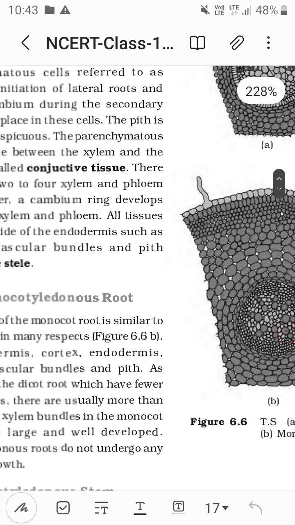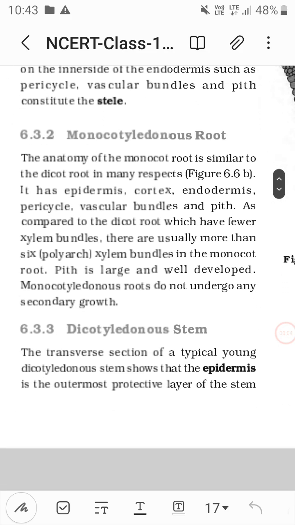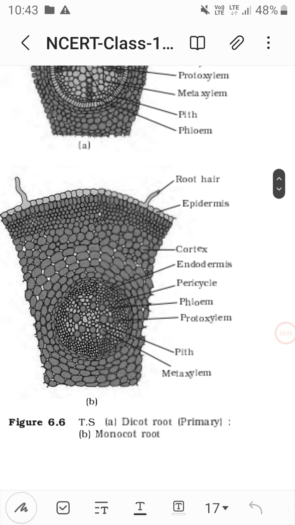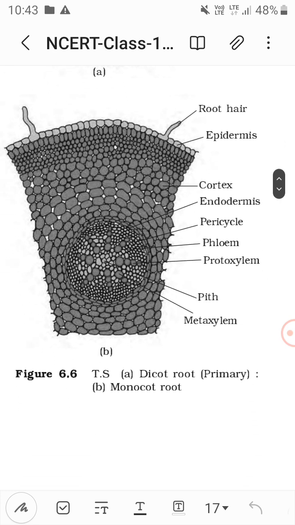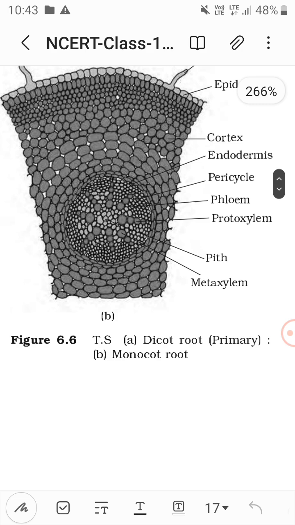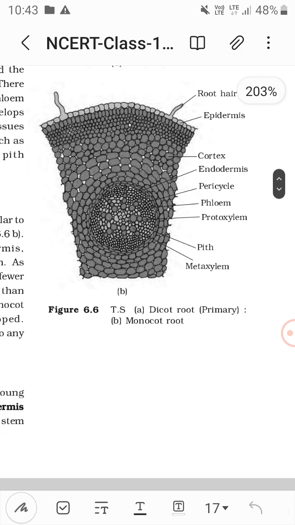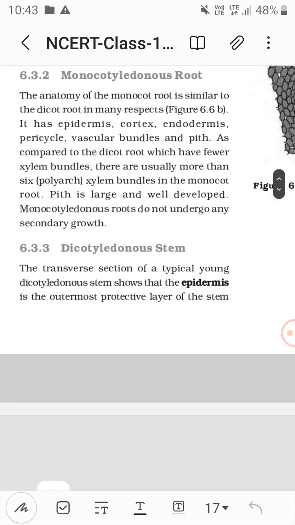So, monocot root, almost similar. In the monocot root, see in the diagram: root here, then epidermis, then cortex, then endodermis, then pericycle, then phloem, protoxylem, pith and metaxylem. So, polyarch condition in monocot root.